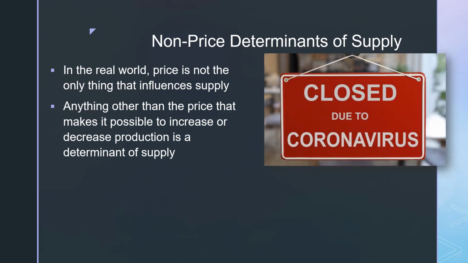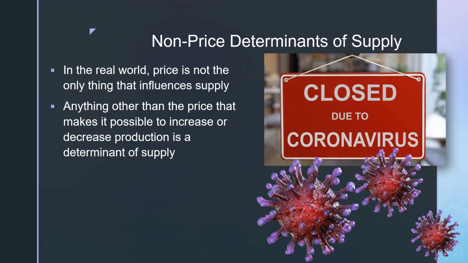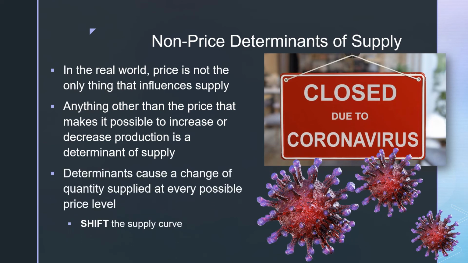And I think we've all just gone through one of those non-price determinants of supply, the coronavirus, right? With the coronavirus, it affected a lot of businesses. There were businesses that had to close down. For example, what happened to the supply of restaurant meals during the lockdown? Well, it went way down. There were not as many restaurant meals being provided, not because of the price, but because of the fact that businesses had to close due to a pandemic.